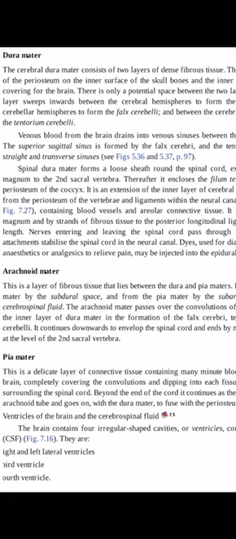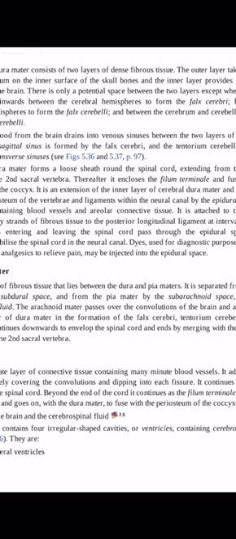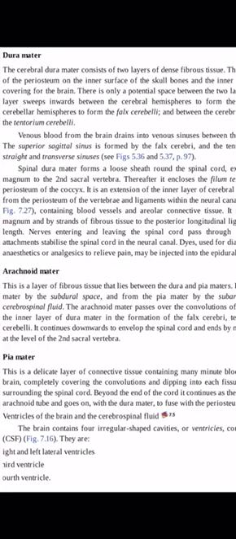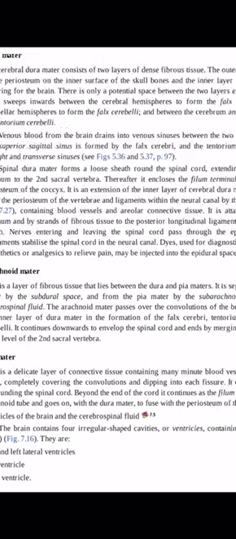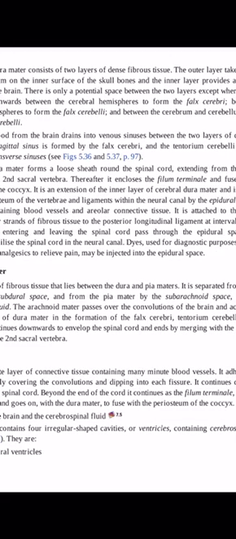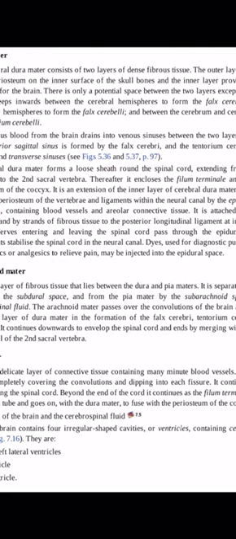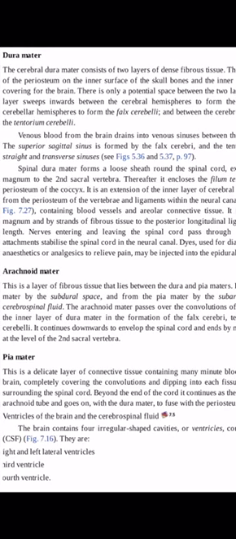Arachnoid mater is a layer of fibrous tissue that lies between the dura and the pia mater. It is separated from the dura mater by the subdural space and from the pia mater by the subarachnoid space. It is continuous with the dura mater while forming the falx cerebri, tentorium cerebelli and the falx cerebelli. And it also envelops the spinal cord and finally merges with the dura mater at the second sacral vertebra.